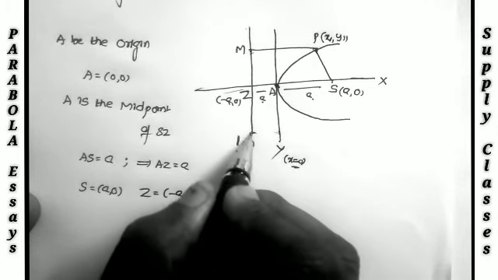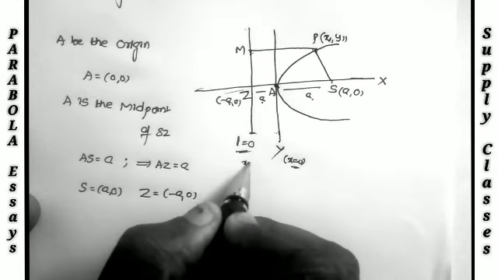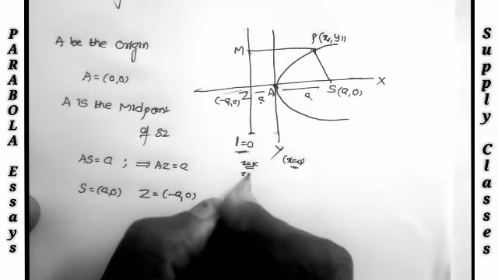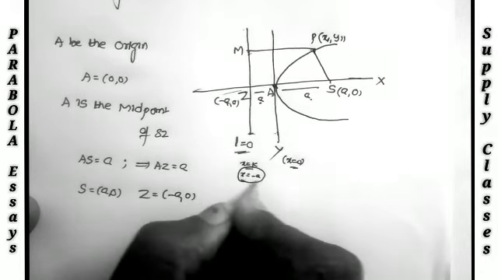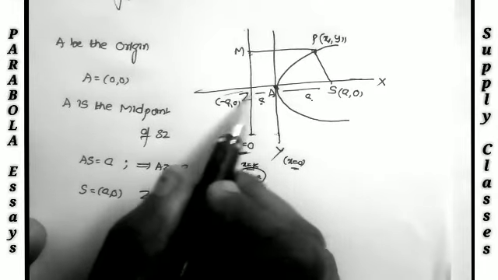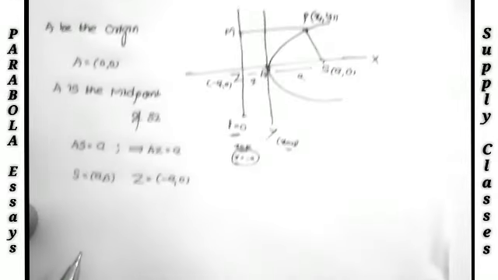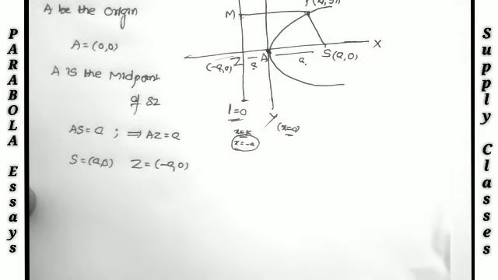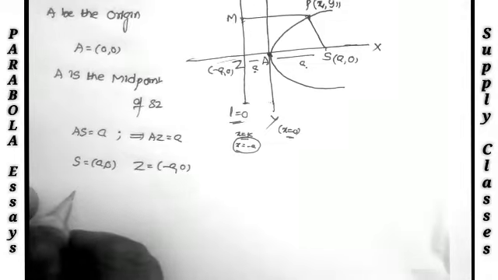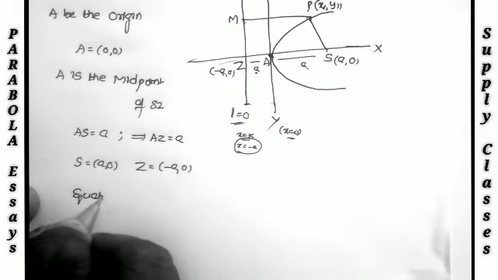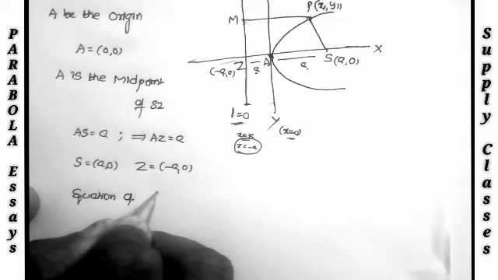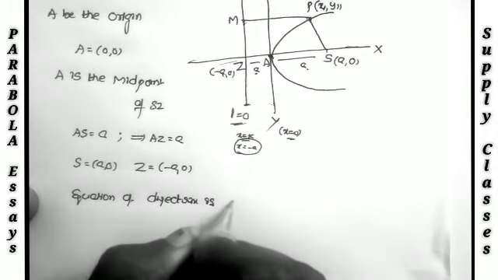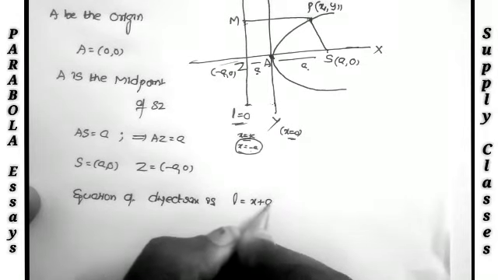Now these two lines are parallel to each other, so the equation of this line is x = k, but the distance value is a here. That is, we take the equation of this line as x = -a, since this is on the negative axis. Therefore the equation of the directrix is L: x + a = 0.